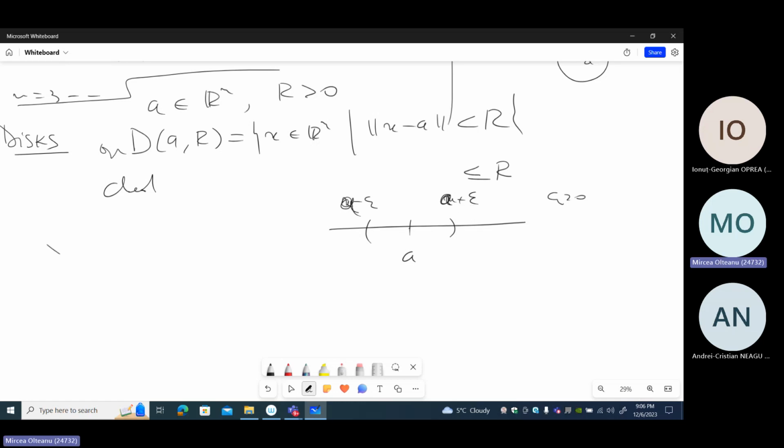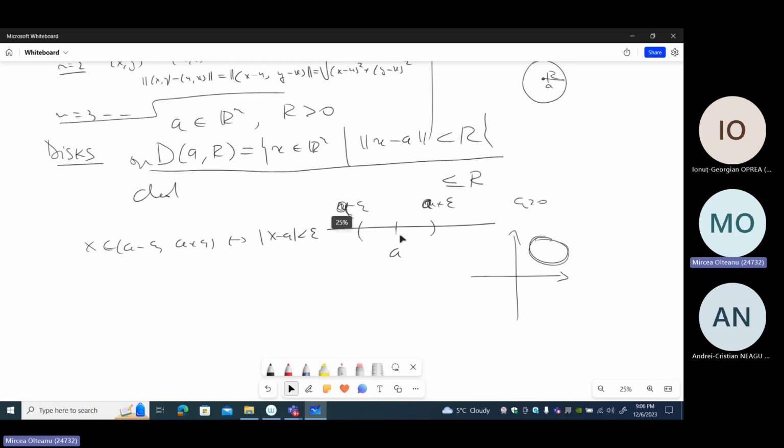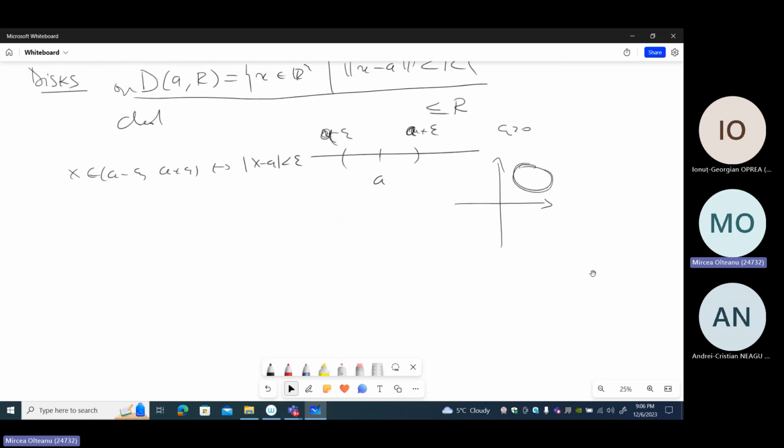Yes, the fact that x belongs to this interval is equivalent with the fact that the modulus of x minus A is less than epsilon. So this is exactly the definition of the disk. In the plane we have disks. Yes. In the space we have spheres, actually what is inside the sphere. Okay, and now we can write almost everything from calculus on the real line here by using the norm.